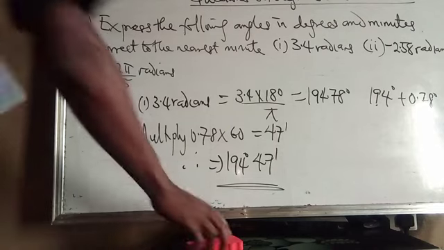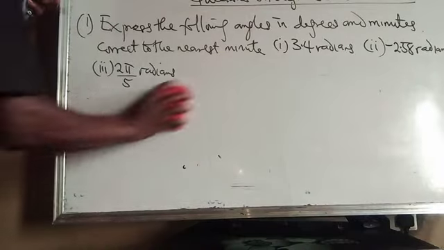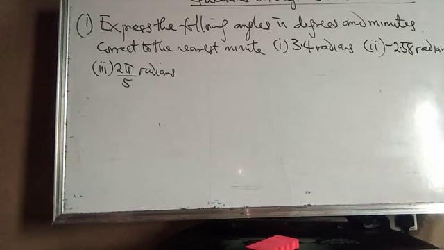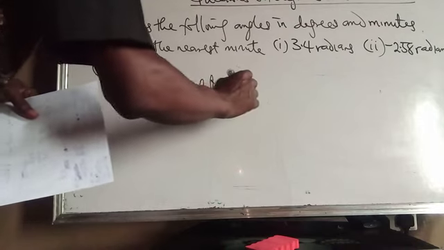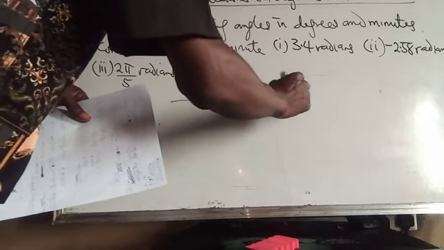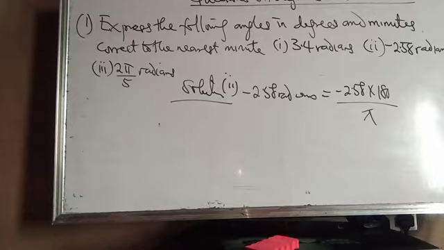So now the second question. Let's look at the second question. It says minus 2.58 radians. Just the same process. Follow the same process. That will be minus 2.58 multiplied by 180 over pi. Don't forget our result will be in degrees because we are moving from radians. So to get its degree equivalence, it will be like that.